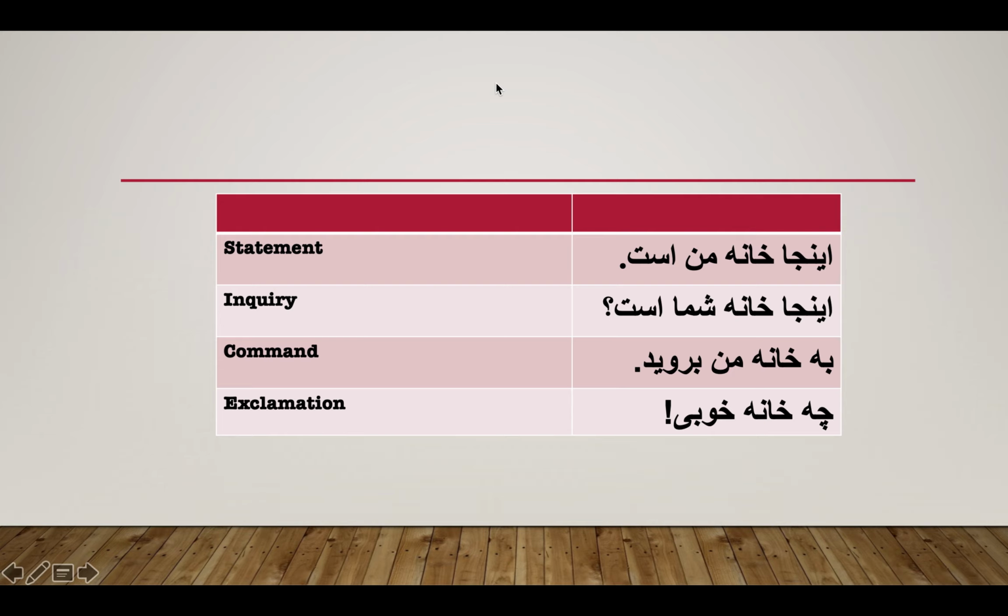And these are the examples that we have about different types of sentences. اینجا خانه من است. This is my house. Is this your house? Asking a question. And this is a command. Go to my house. And exclamation mark, as you see, is at the end of the exclamation sentence, which is showing kind of a surprise or a feeling.